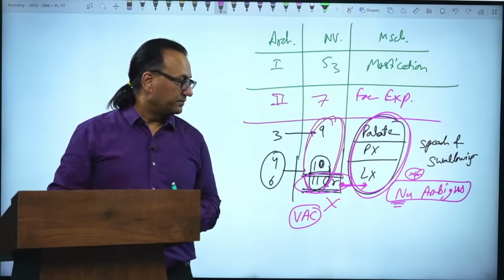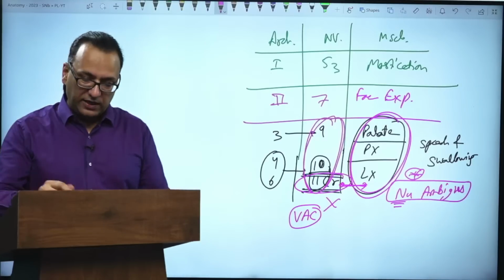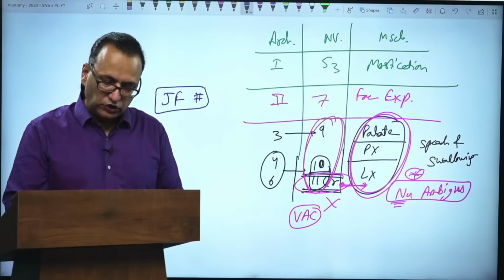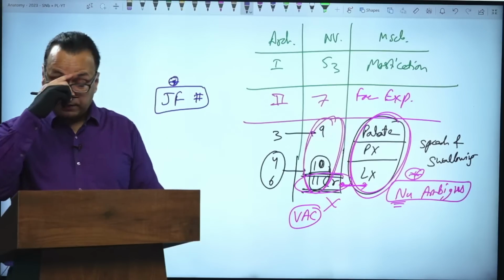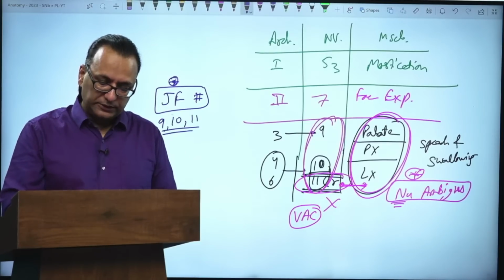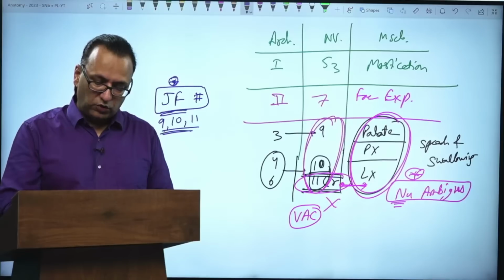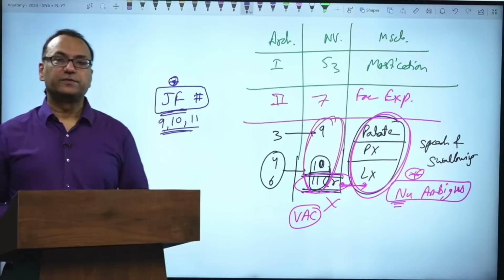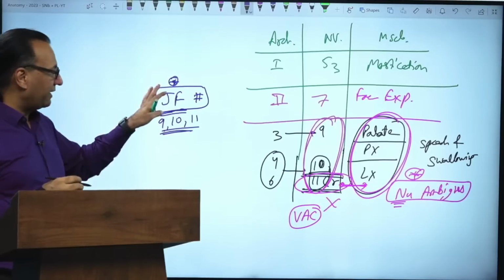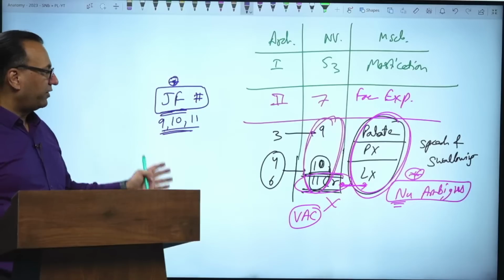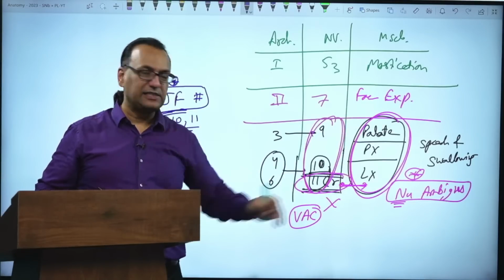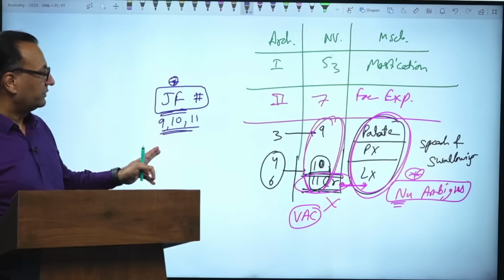Now, a question has come. There is a jugular foramen fracture, and nerves number 9, 10, 11 are compromised. What will be the problems? If there is a jugular foramen fracture, through which nerves 9, 10, 11 pass, the problem will be difficulty in speech and swallowing.